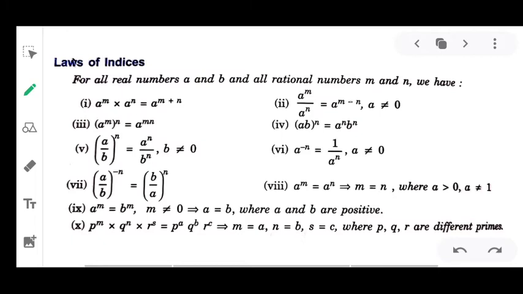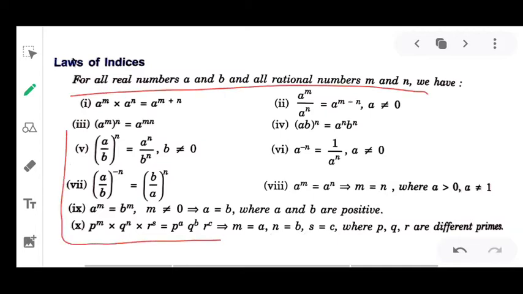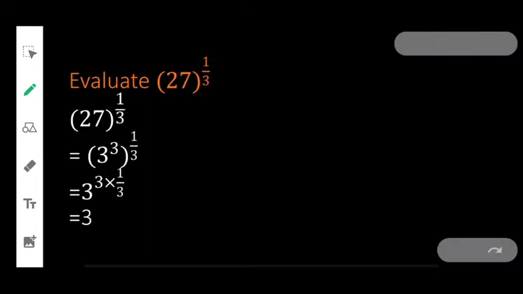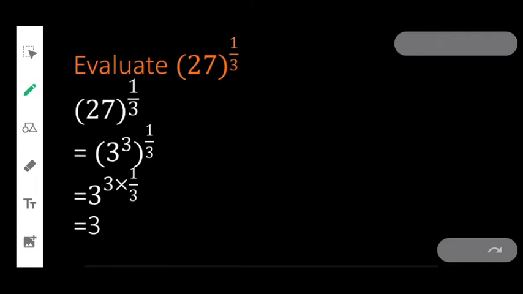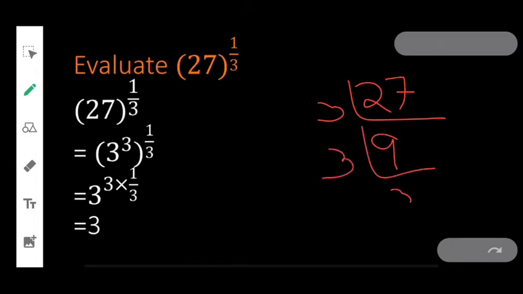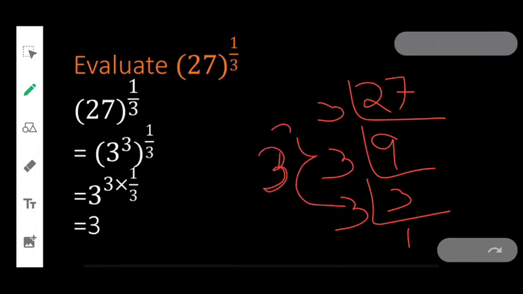You have already studied this in class 8, so just remember all these laws. So moving to the first question, evaluate 27 to the power 1 by 3. Find the factors of 27. 3 9s are 27, 3 3s are 9, 3 1s are 3. So this is 3 into 3 into 3, that will be 3 to the power 3.